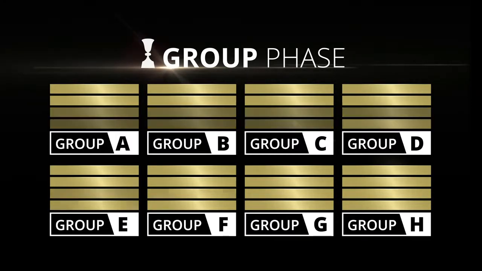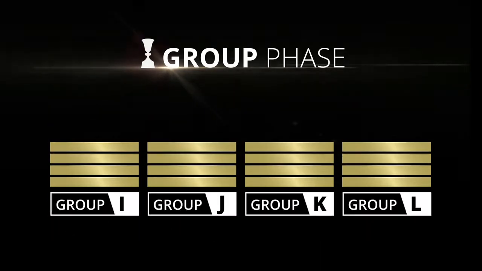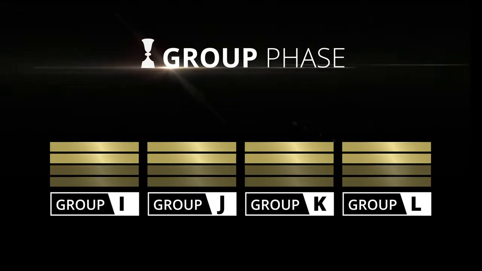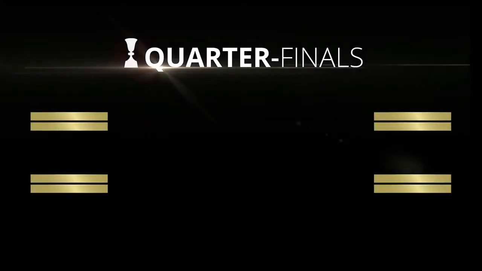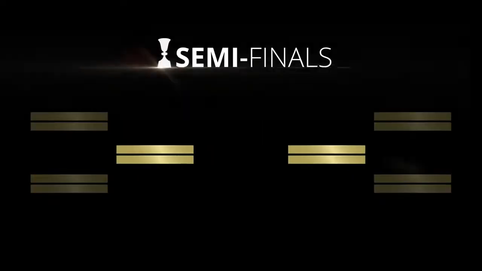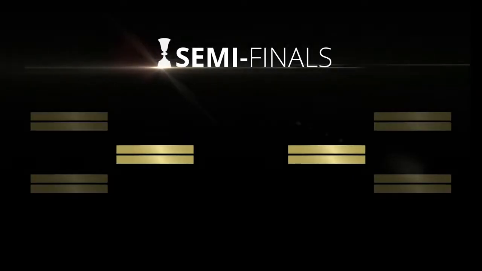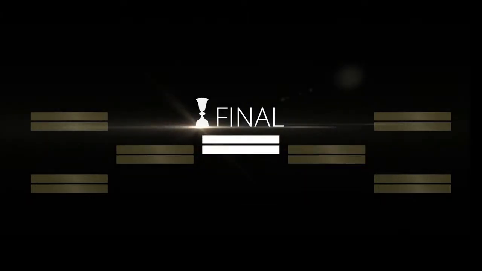The top 2 teams from each group will qualify for the group phase second round, where they'll play against the top 2 teams from another group. The top 2 teams from each of the 4 groups of the second phase will qualify for the quarterfinals. The 4 winning teams from the quarterfinals will then play the 2 semi-finals. The 2 winners of the semi-finals will play the FIBA Basketball World Cup final, and the 2 losing teams will play for the 3rd place.